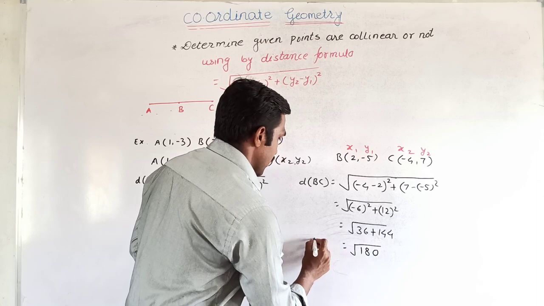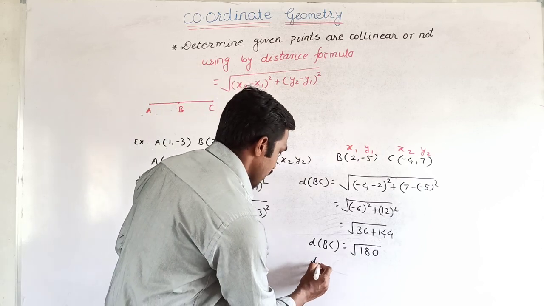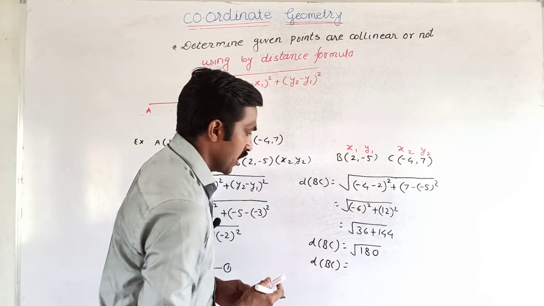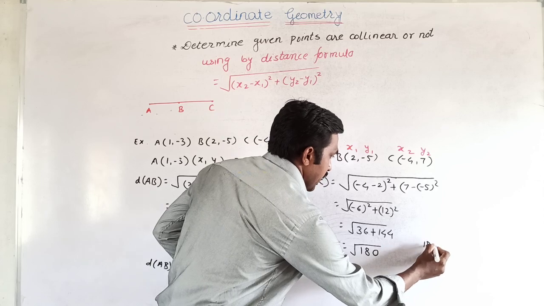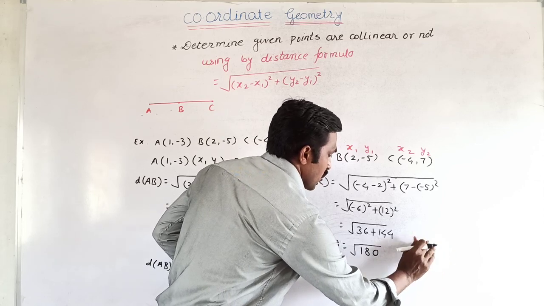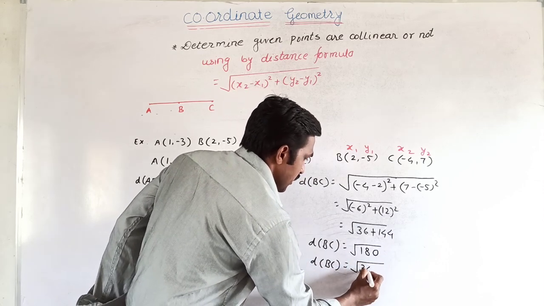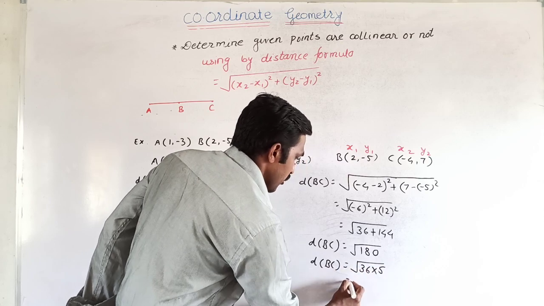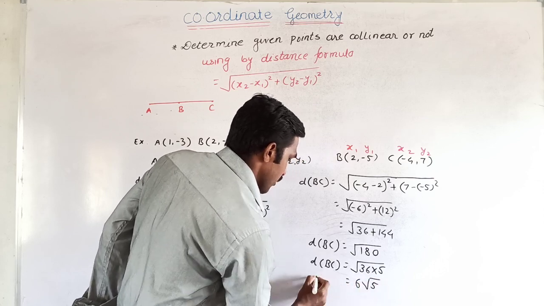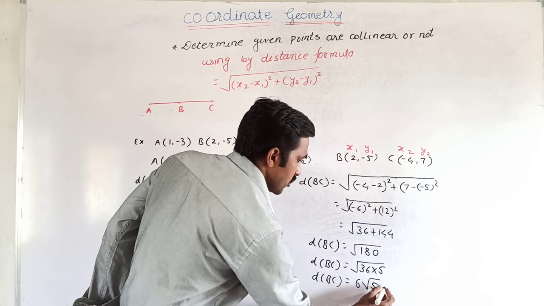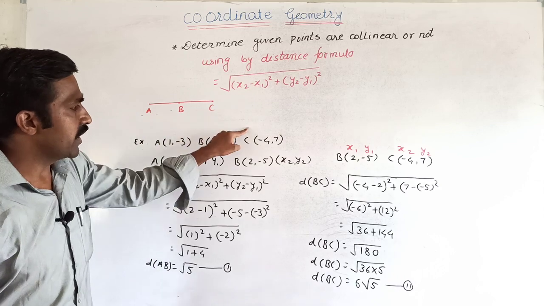So the distance of BC is root 180. So you can write in this way, distance of BC is equal to root of the factors of 180. You can write in this way, root of 36 into 5. You know 36 is the perfect square of 6. So you can write the distance BC as 6 root 5. Equation number second.